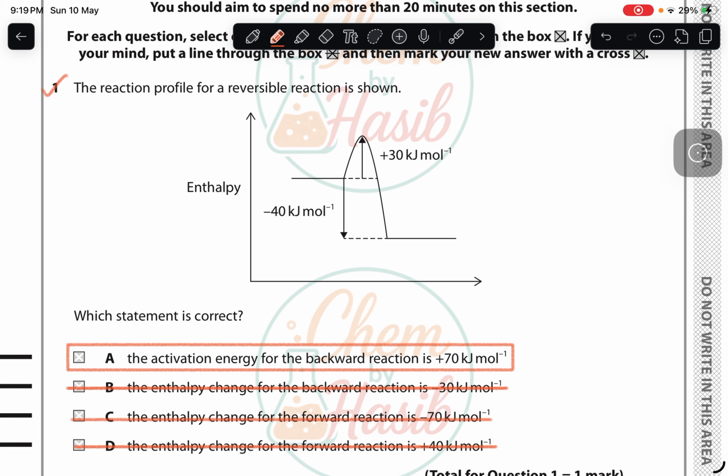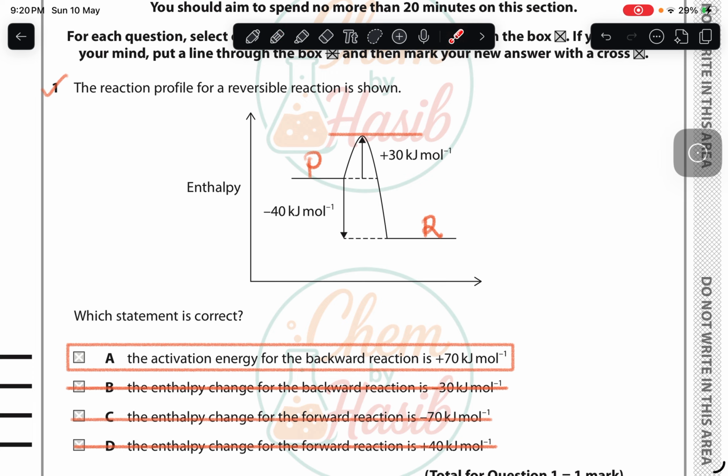Now for the backward reaction, the activation energy. For the backward reaction, this is the reactant and this is the product. So the activation energy is always measured from the reactants to the peak of the activation energy. See, this is the reactant and this is the peak of the activation energy.